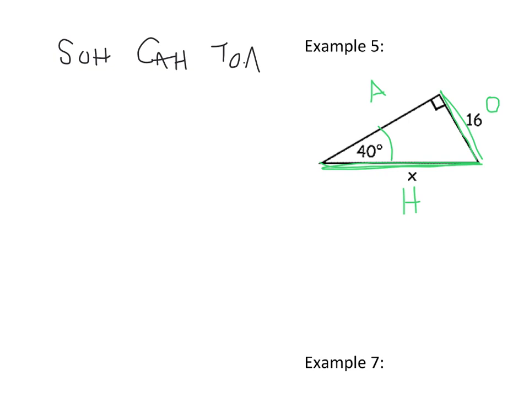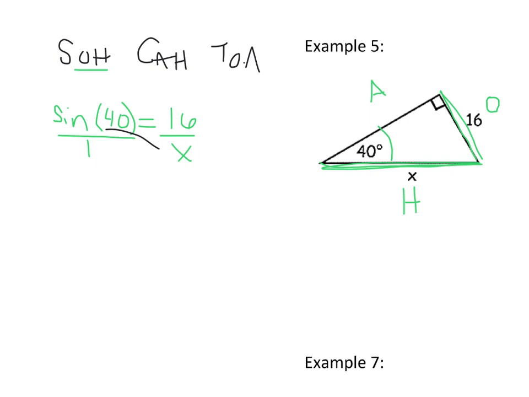So that is O and H, which we look for and see that here we have O and H, so we're going to use SOH. So that would be the sine of the angle, which is 40, equals the opposite, which is 16, over the hypotenuse, which is x. And then let's go ahead and make that a fraction so we can cross multiply.